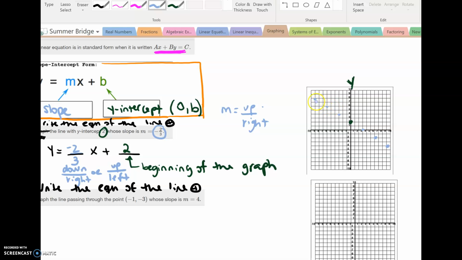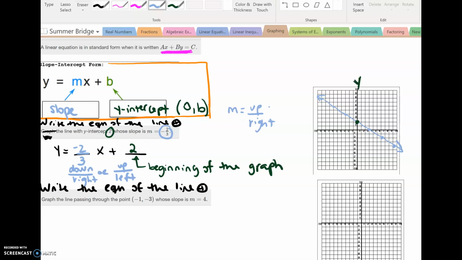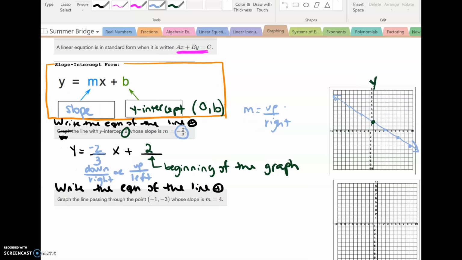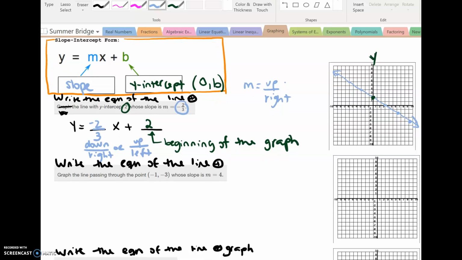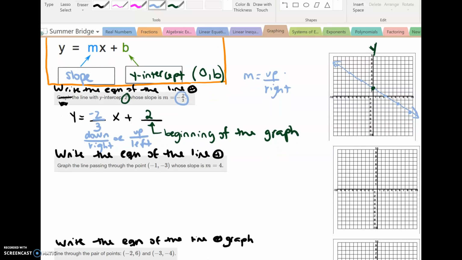Then all I would need to do is really connect the dots. And I just graphed an equation of a line. Isn't that exciting? Okay, so that's one example. Now, another example is if I'm given a slope and a point.